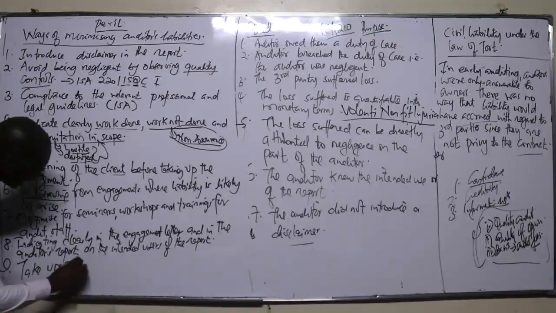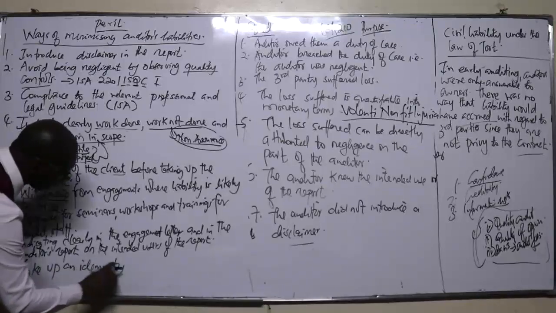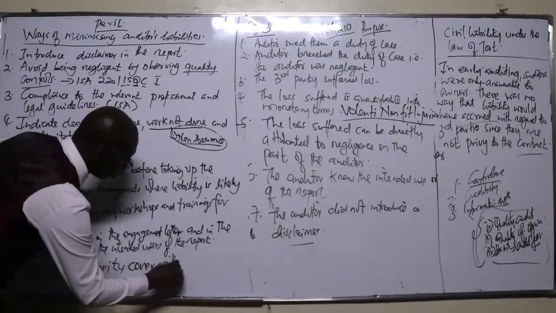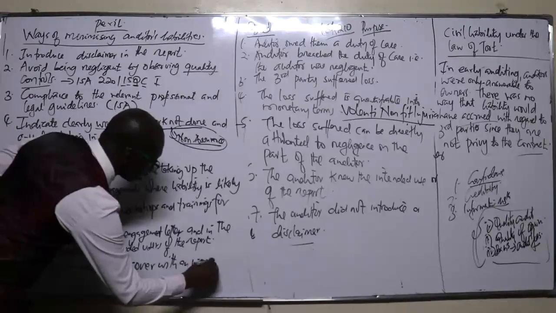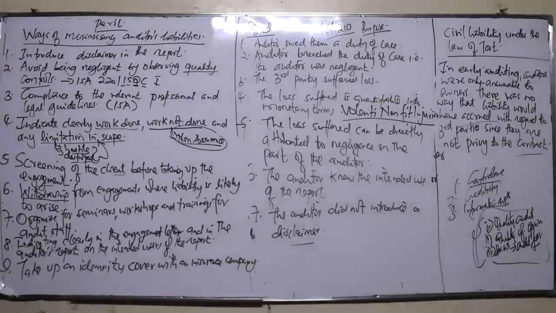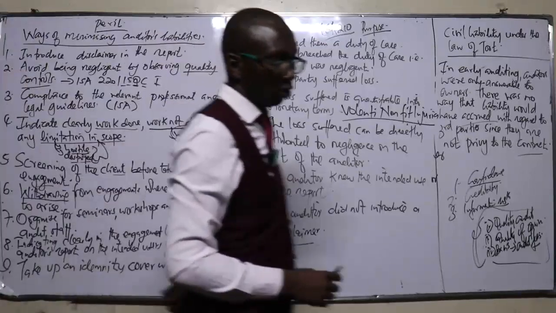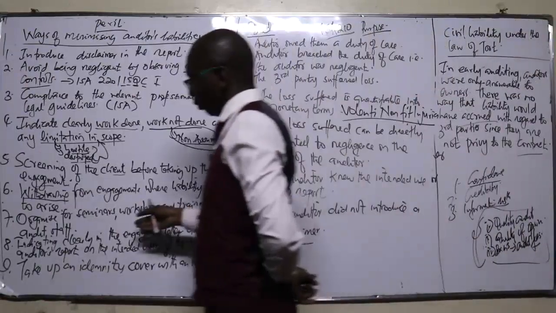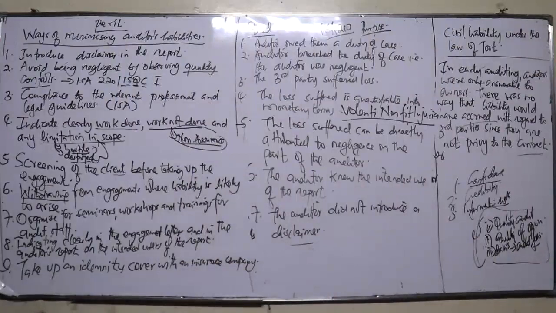Last, number nine, take up an indemnity cover with an insurance company. You know what we mean by indemnity. We mentioned this when we were discussing the rights of an auditor. We discussed the rights of an auditor last time. We discussed ten rights of an auditor.